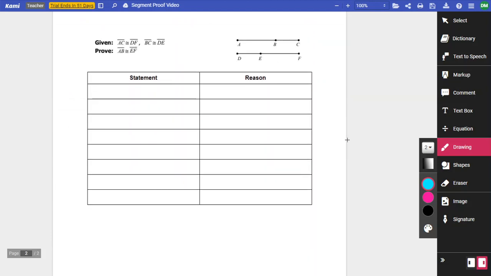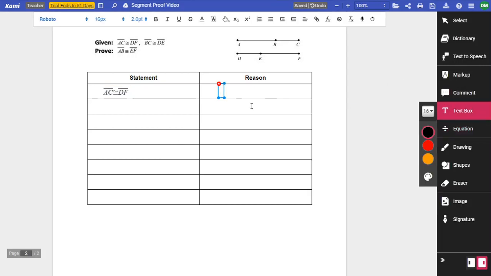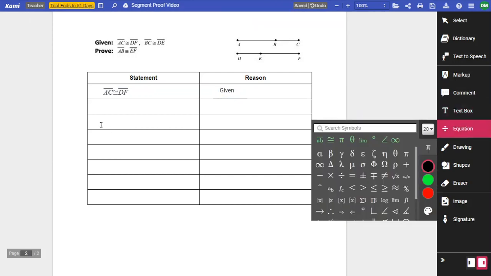Okay, this time we've got two different segments, and we've got some given information. So let's go ahead and get that in first, and then let's mark on our diagrams here. So we know that segment AC is congruent to segment DF, and that is given information. And we also know that segment BC is congruent to segment DE. And that is also given information.